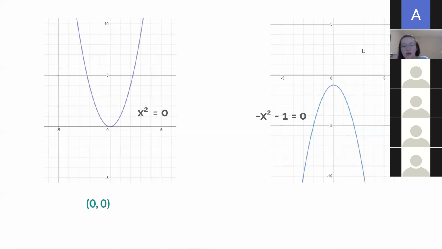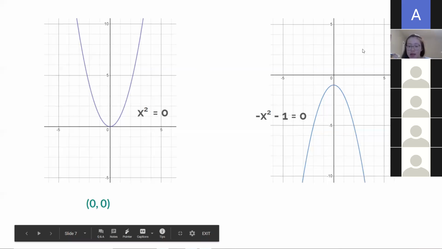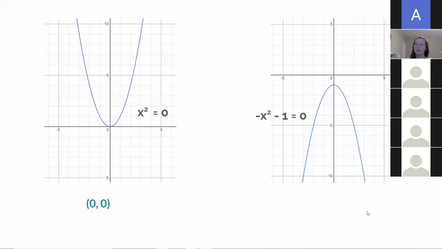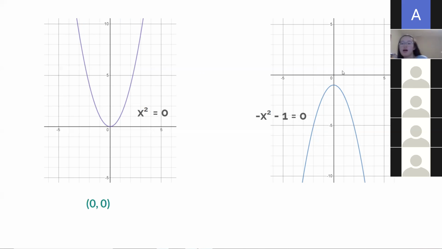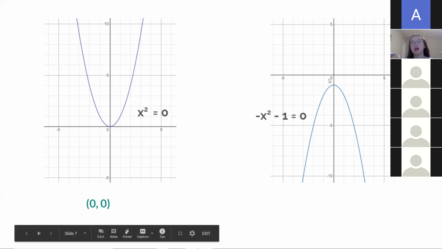And another thing to point out here, does anybody notice anything strange or unique about the second quadratic? Does it have any solutions? Does it cross the x-axis? Yeah, Sasha is correct. So this quadratic does not touch the x-axis.